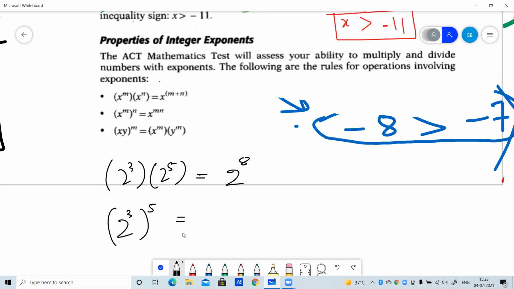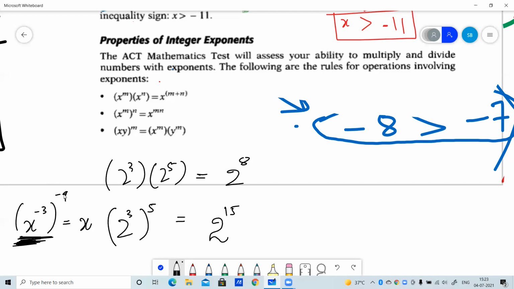And power raised to the power, 2 raised to the 3 whole raised to the 5. You will multiply the powers. Whenever you're having a power raised to the power, you will multiply the powers. How much will it be? 15. Correct. So if you're having x raised to the -3 whole raised to the -4, how much will it be? 2 to the 15. Oh, you're talking about the one on the left. Yes. That would be... this would be 27.